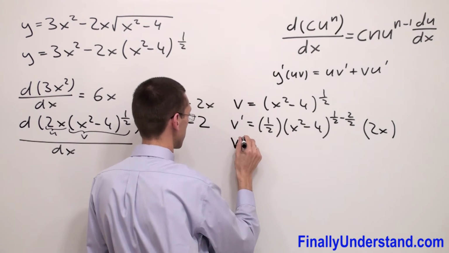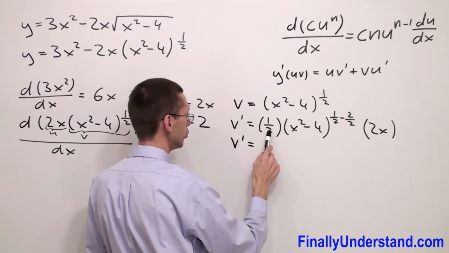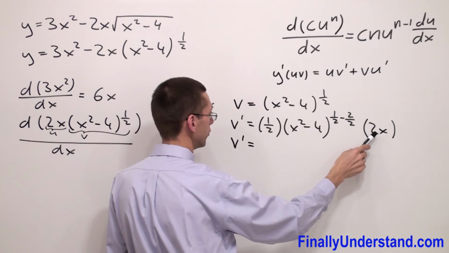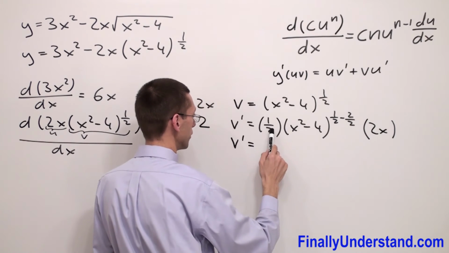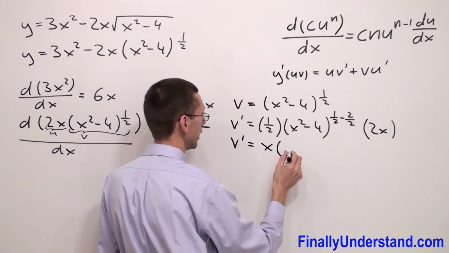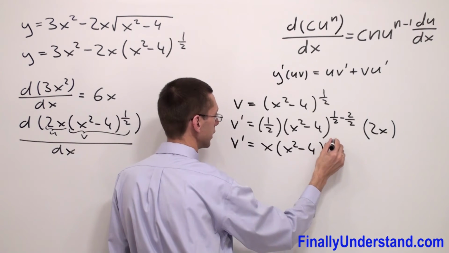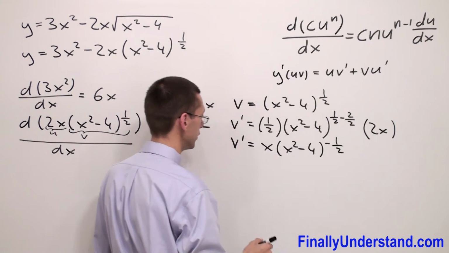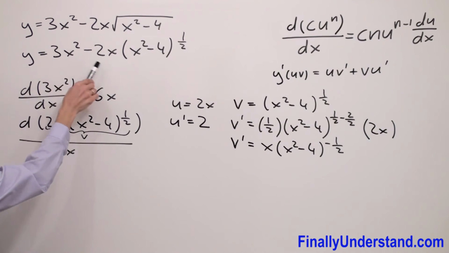So I have to write that v prime is equal, please keep in mind that I have 2 in the denominator, and I have 2 whole number. So this 2 is going to reduce this one. So I'm going to have simply x, and I have (x squared minus 4) to power negative 1/2. And this is my v prime. Next, I can find the derivative of my problem.